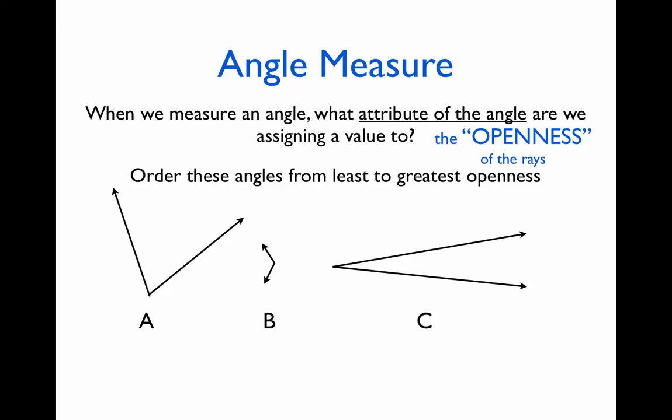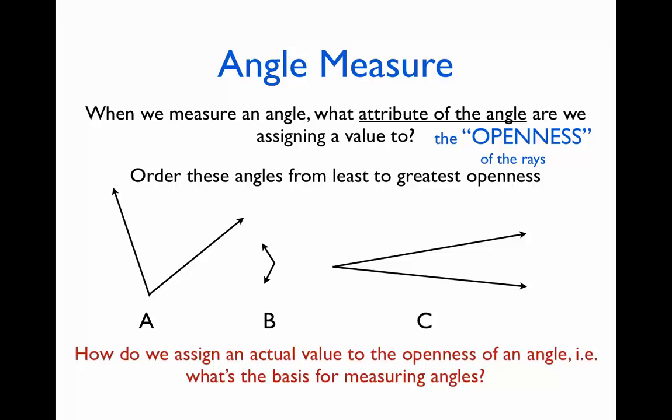So if you think about a door, if it's closed, that's like 0 openness. So as we open the door, which one would come first? Yeah, so C would have the least, and then B would have the greatest openness. So C is the least, then A, then B has the greatest amount of openness.